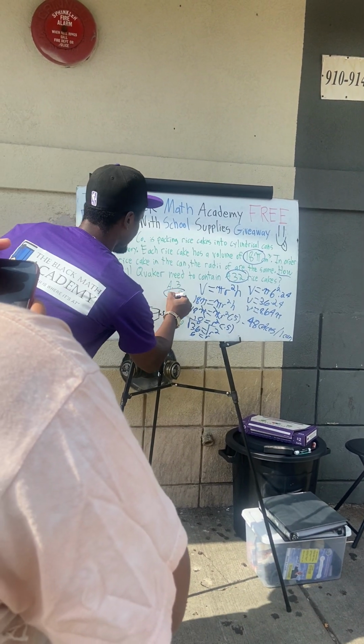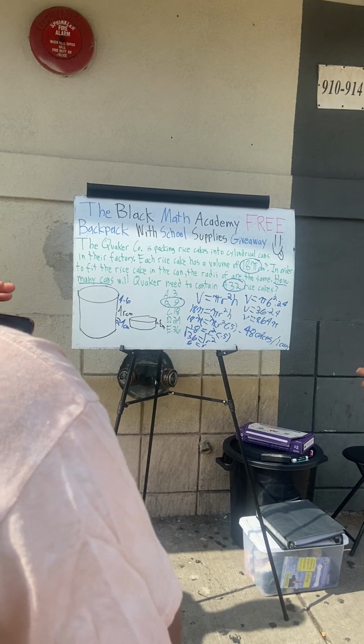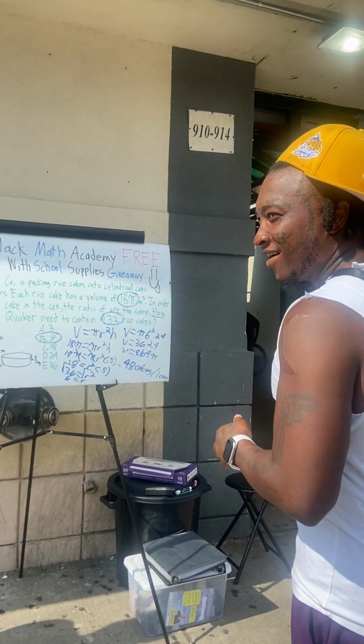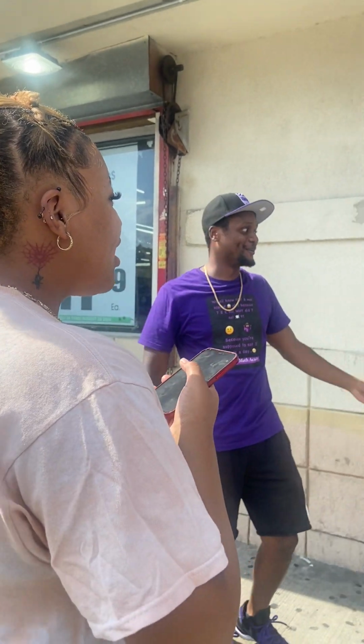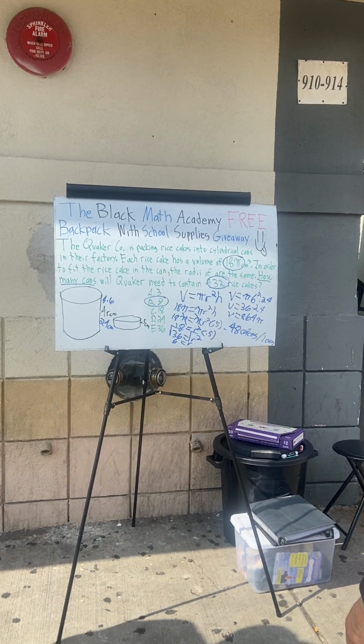Oh, I'm stressed out. Well, if you ran the Quaker Company, this is what you would have to be doing. And you guys can run the Quaker Company or your own rice cake company. I feel like it's an easier way to do that though.